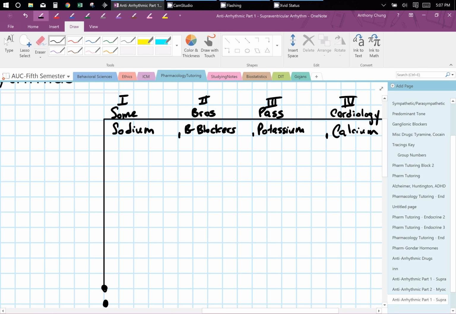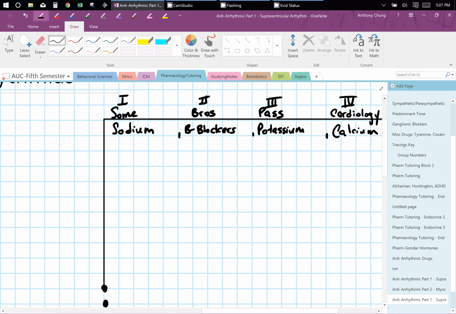Okay? So, for the most part, throughout the rest of the lecture, I'm going to be talking to them specifically in terms of, oh, it's a sodium channel blocker and a potassium channel blocker. I'm going to talk to you in that way. So that's the first thing you need to know. Just remember, some bros pass cardiology, you know the classes, because they'll always ask you the classes and stuff like that.